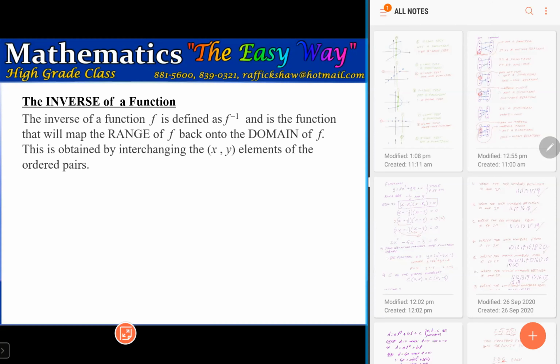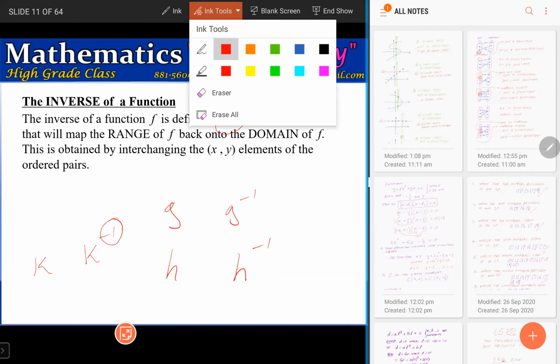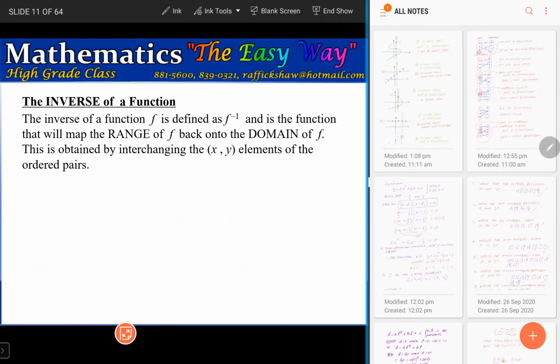So the inverse of a function is firstly written like this. The inverse of f is written like that. The inverse of g is written as g to the minus 1. The inverse of h is written as h to the minus 1. The inverse of k is written as k to the minus 1. So putting the minus 1 on a function means the inverse. It means that we're talking about the inverse. All right? So that's the first thing, how we represent an inverse function. We put a small minus 1 up there, a superscript minus 1.